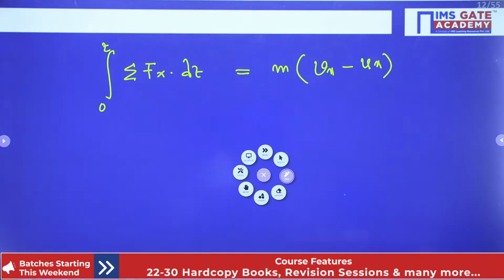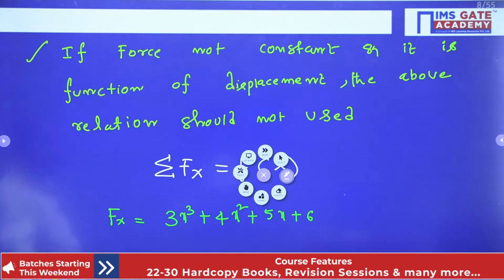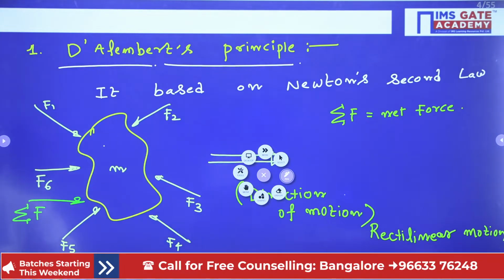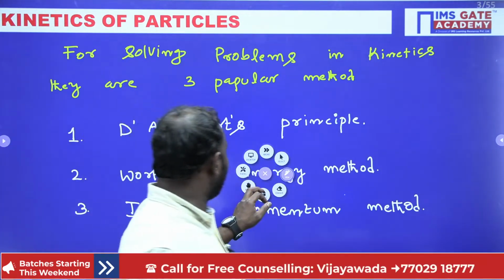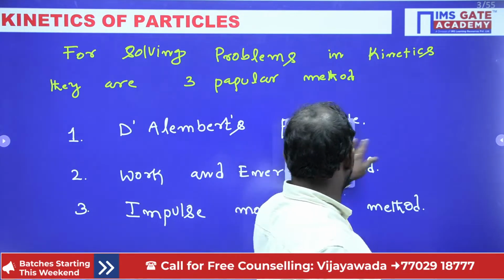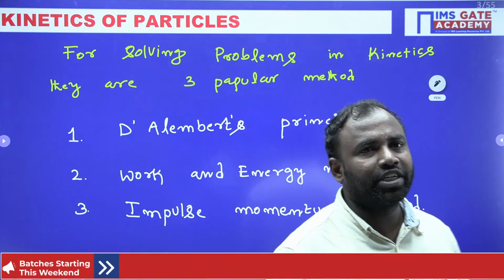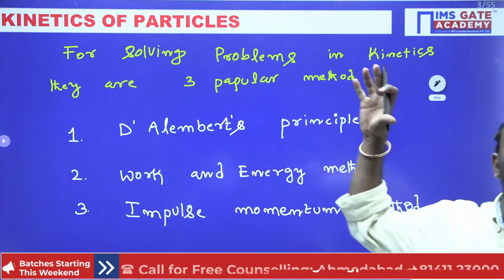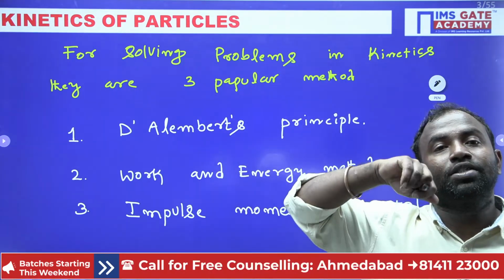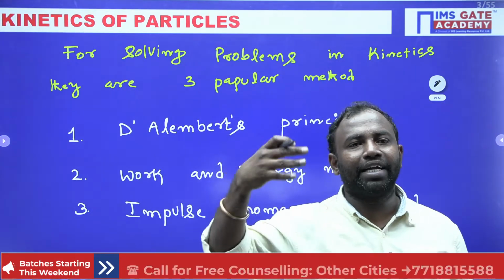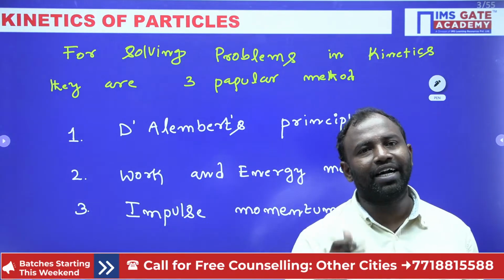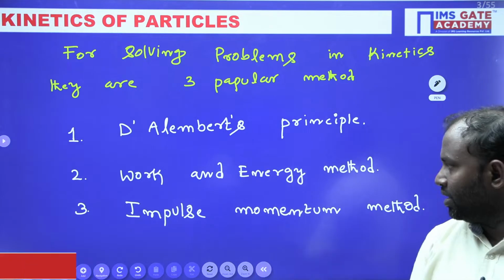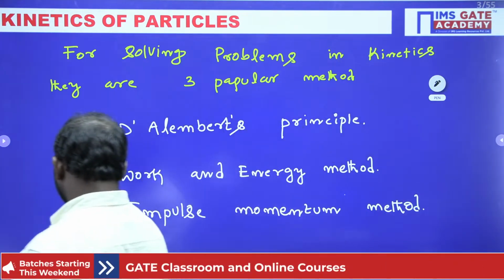Now I'll just summarize the three methods. What methods have we discussed so far? What is D'Alembert's principle? What it states is that it is based on Newton's second law. Whenever you apply some force on a body of mass m, it is going to create some motion such that sigma Fx is equal to ma. Based on that we write D'Alembert's principle, right?